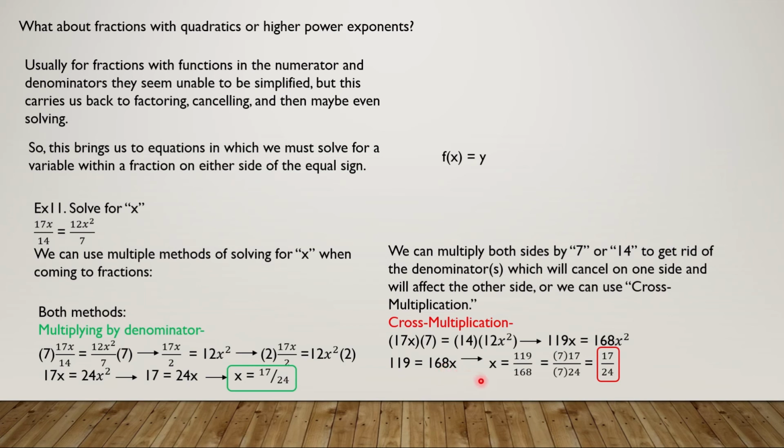So when you solve for x, you would have 119 over 168, and then see what factors do they both share. And they both actually share a factor of 7. So when you factor out 7 of 119, you get 7 times 17, and you factor out the 7 from 168, you get 7 times 24. Those 7's will cancel, and you'll be left with the most simplified form, which is 17 over 24.